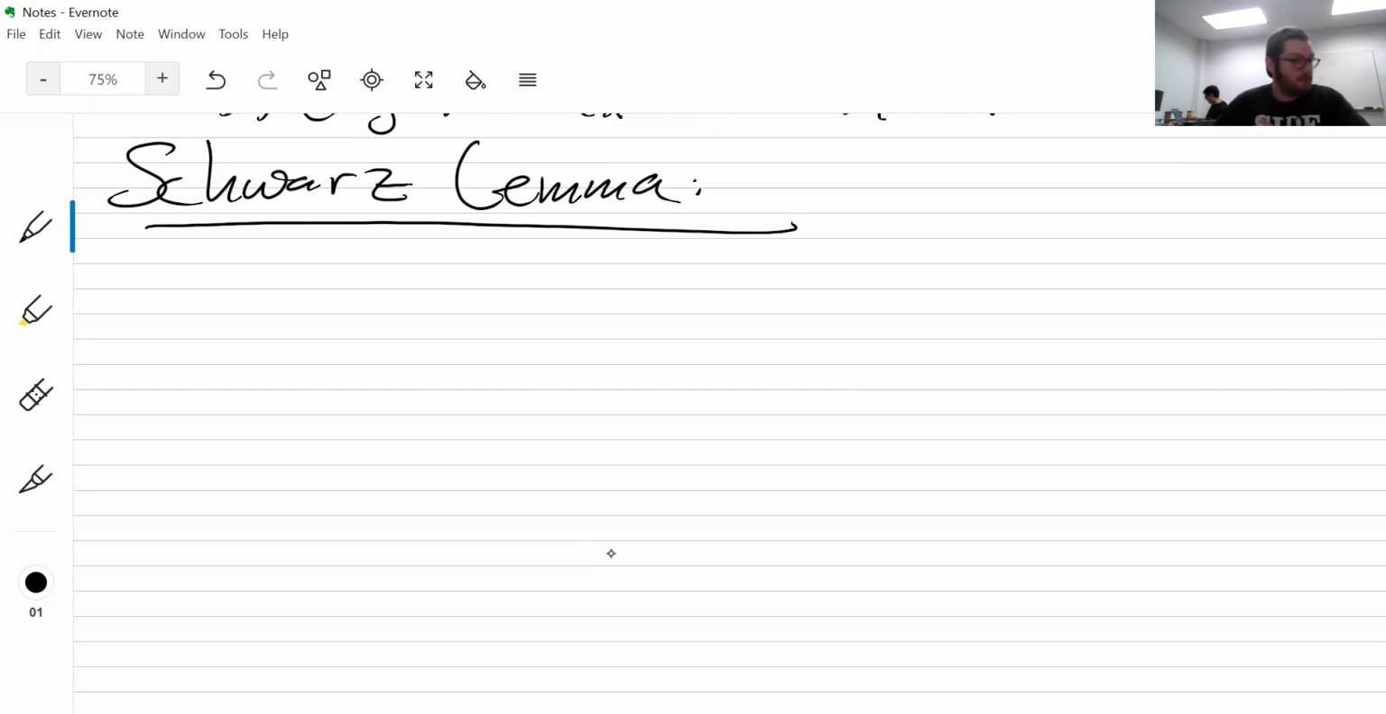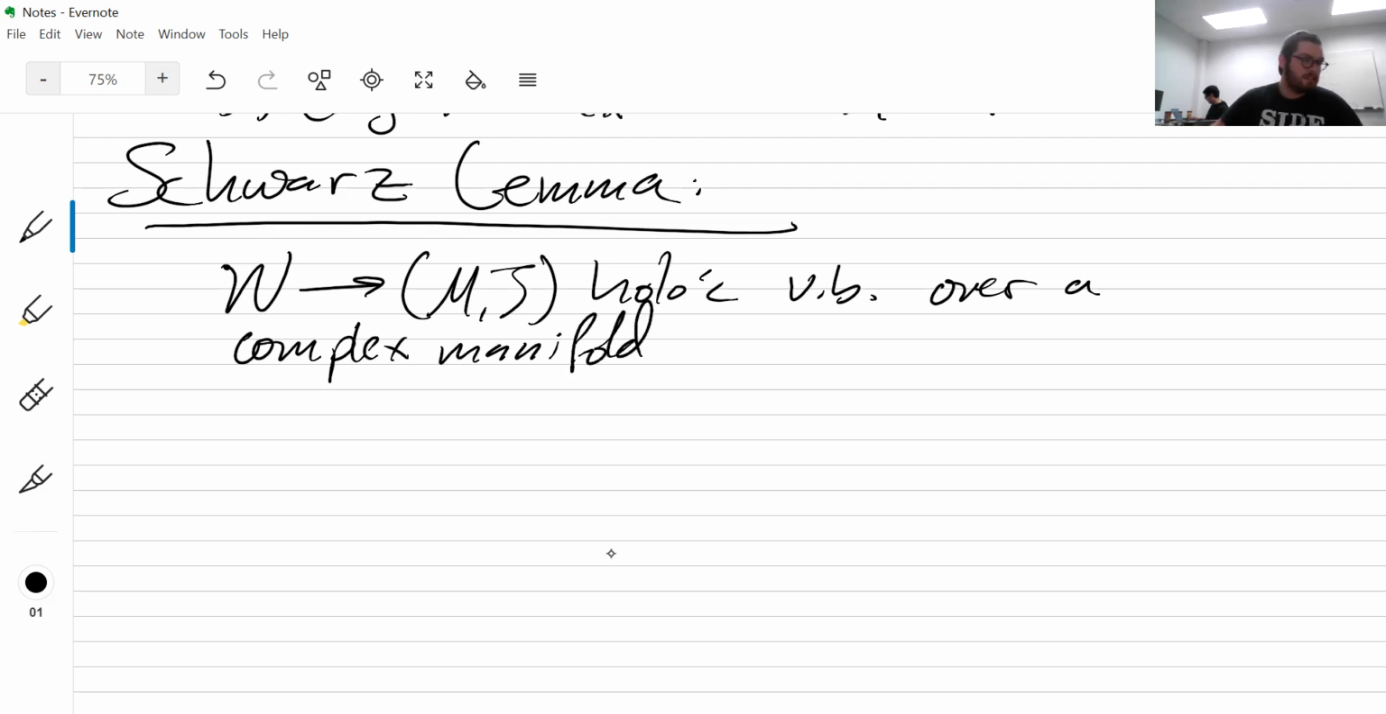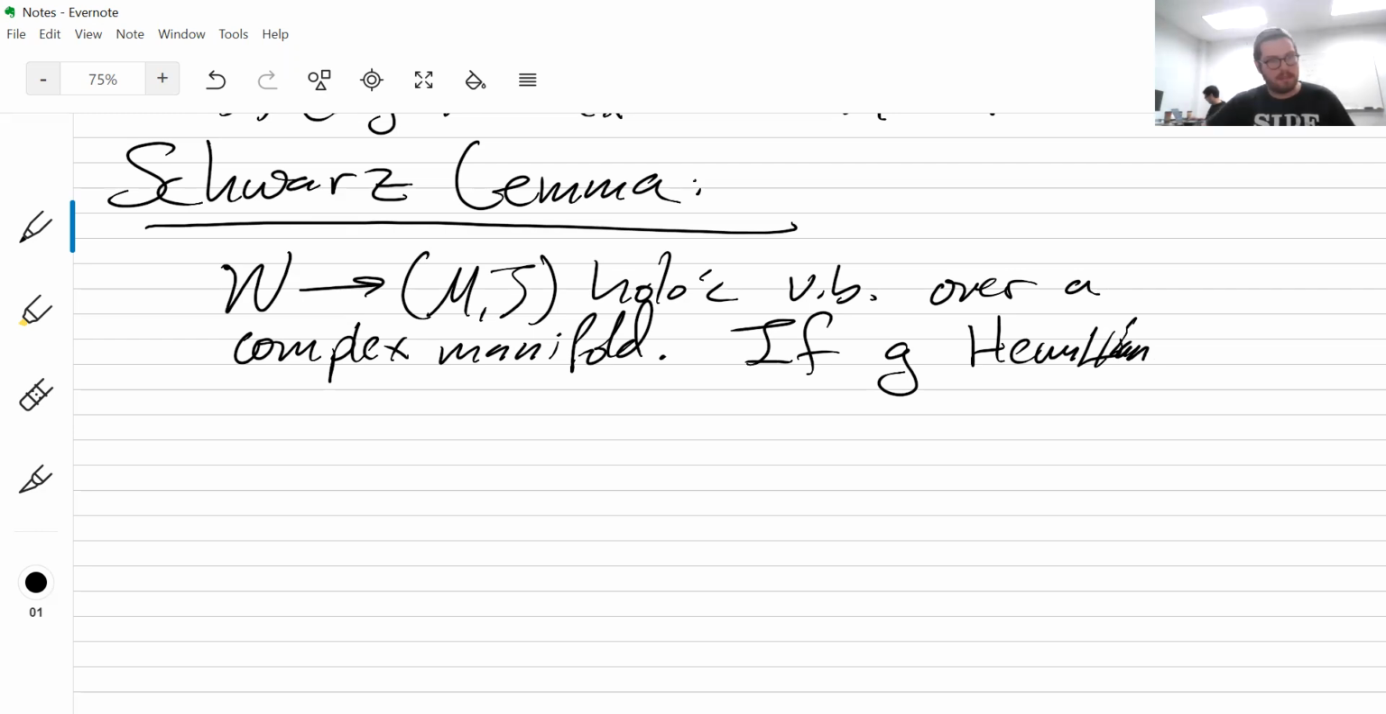The first thing I want to mention just really quickly is if we have capital W, a holomorphic vector bundle over a complex manifold, then we can define the Chern Laplacian on smooth functions over M once we have a metric on M. So if G is a Hermitian metric on M, then we can define the Chern Laplacian just to be the following.